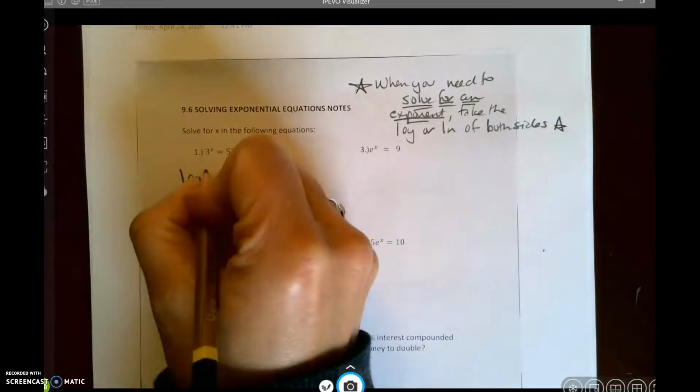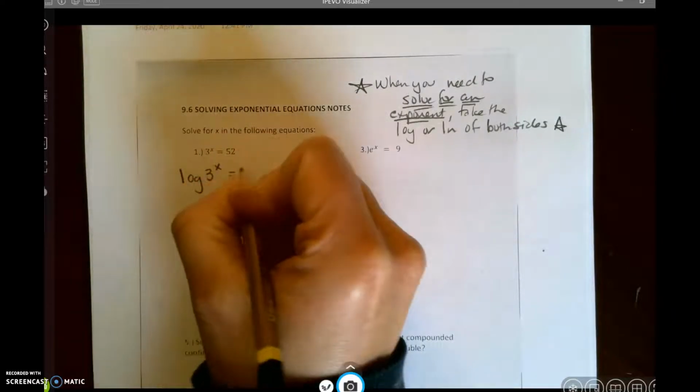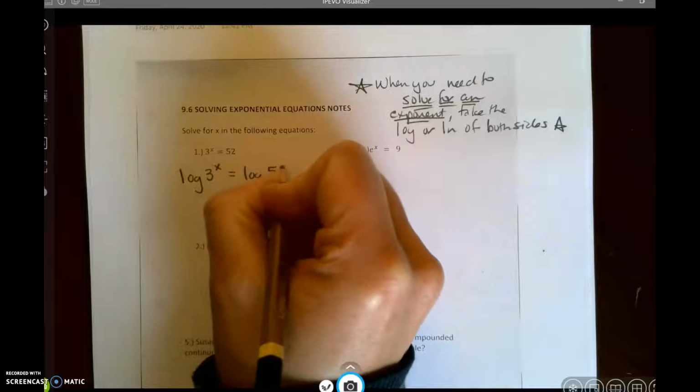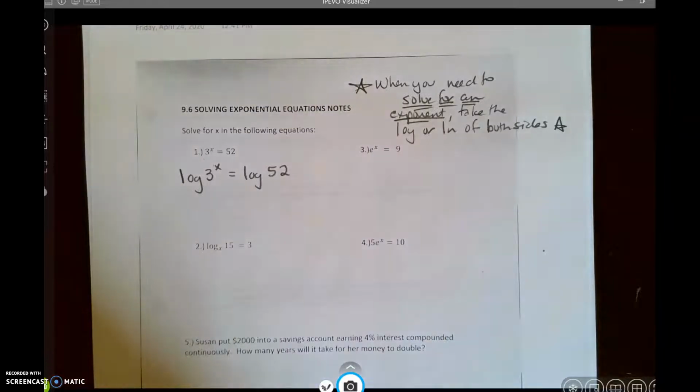In the past, you've just had to know what it was or put it in a table and guess and get close. But now with logs, we can actually find the answer. I'll show you what I mean. If we take the log of both sides, we get the log of 3 to the x equals the log of 52. I haven't done anything wrong here because I took the log of both sides, so I didn't change the equation.